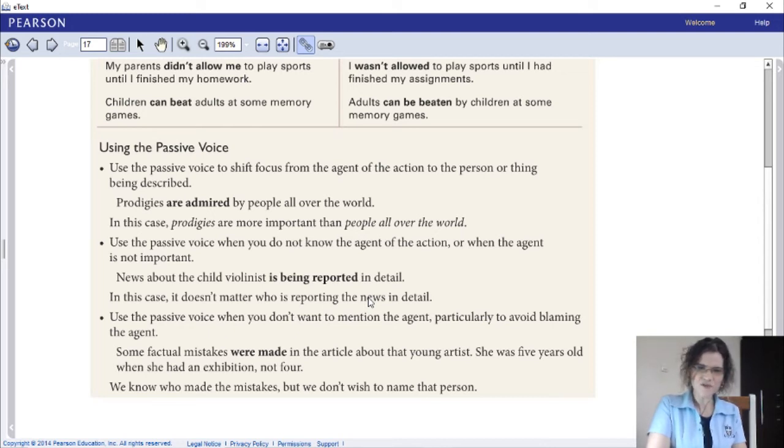Some factual mistakes were made in the article about that young artist. She was 5 years old when she had an exhibition, not 4. We know who made the mistakes, but we don't wish to name that person. And also, the passive voice is often used in academic English.